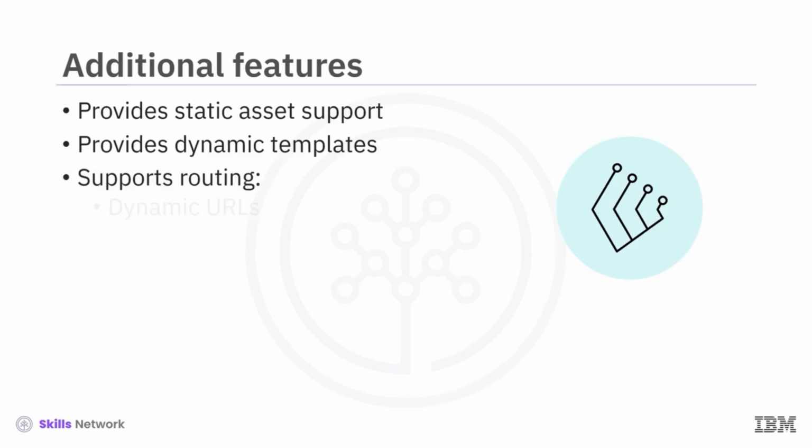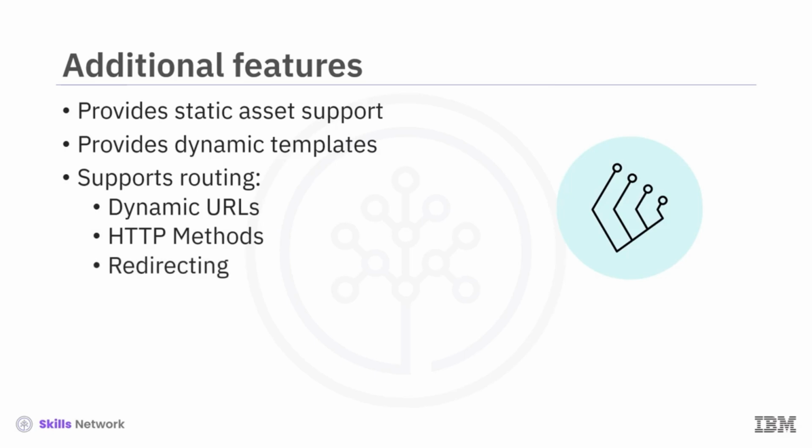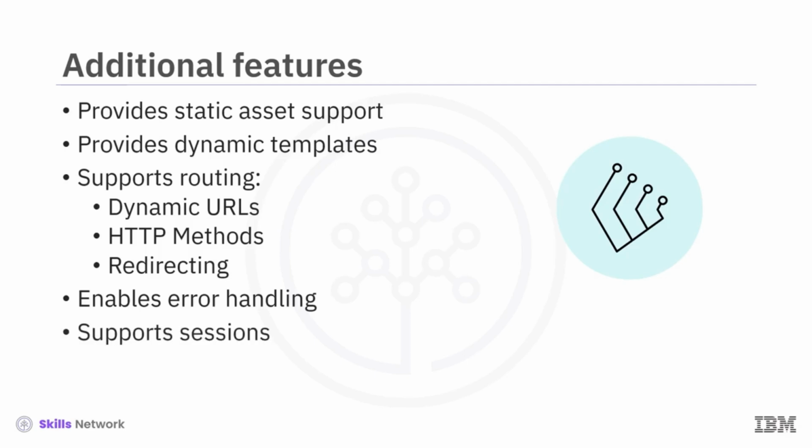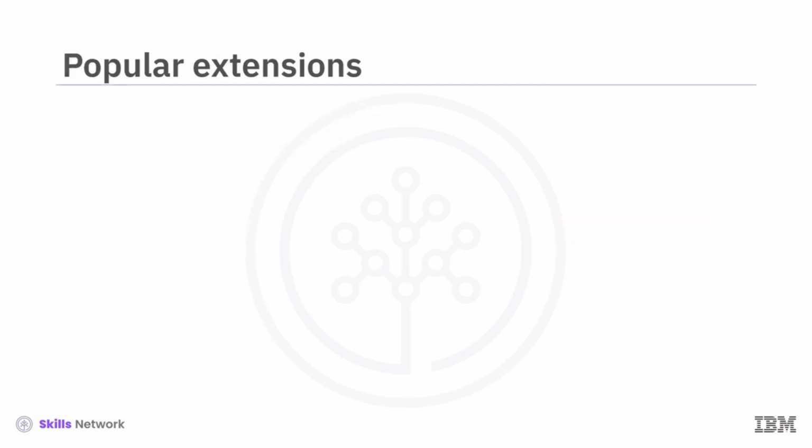Flask provides routing and supports dynamic URLs that are extremely useful for RESTful services. You can create routes for different HTTP methods and provide redirection in your application. You can write global error handlers in Flask that work on the application level. And finally, it supports user session management. Some of the popular community extensions that can be added to your application are the following.